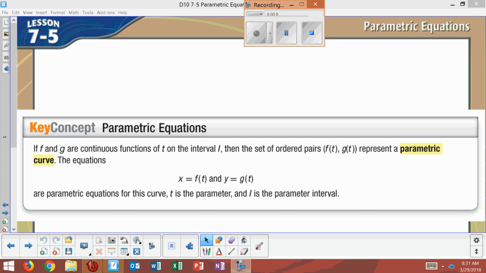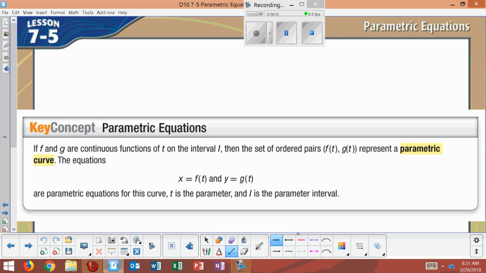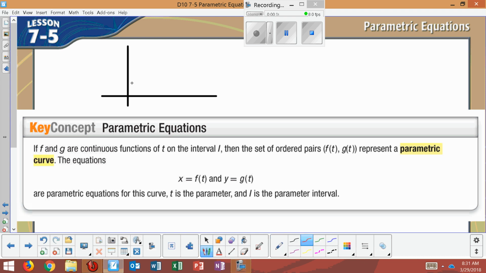Lesson 7.5, Parametric Equations. Before I get started, I know you can read this, but I want to walk through what a parametric equation is. A parametric equation is our way in mathematics of measuring something that's in flight. For example, a projectile shot up in the air would be moving over time, so it would be making a path like this.